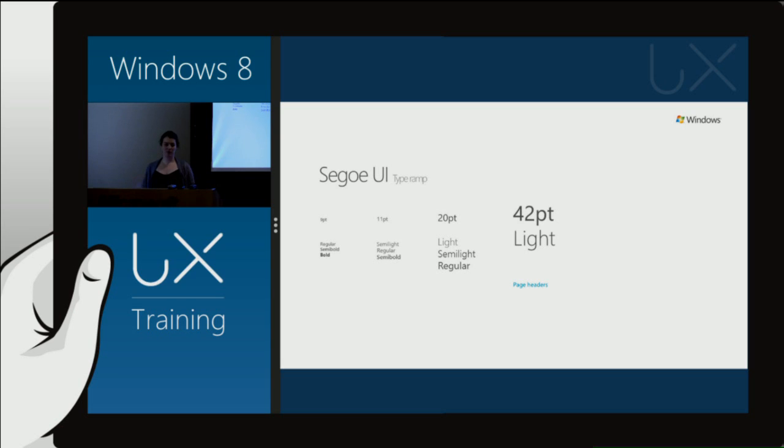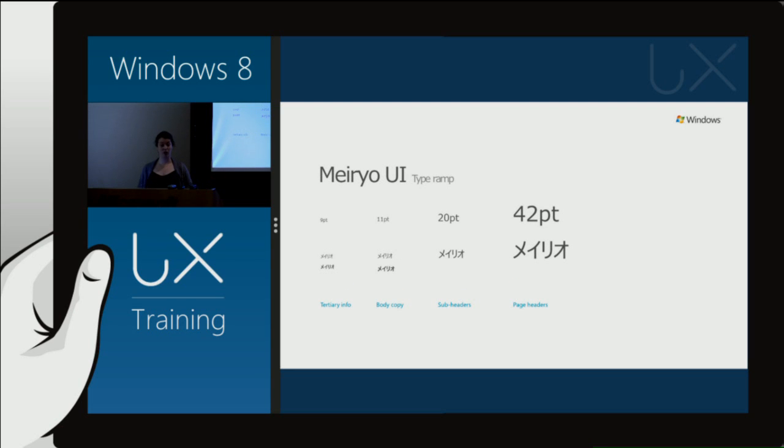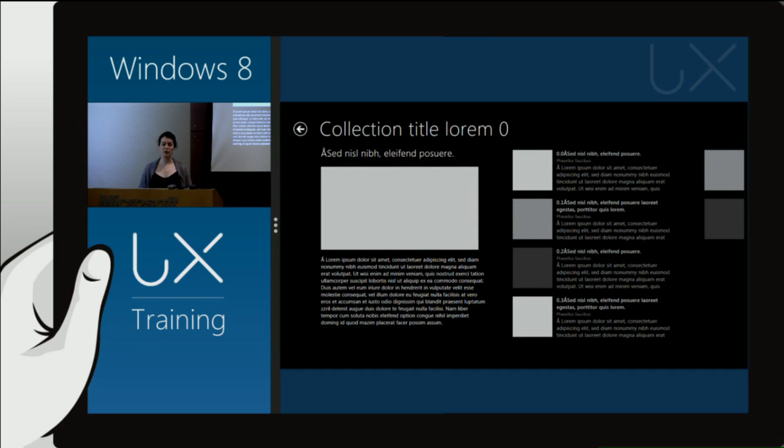And so we recommend using something like a 42 point in a page header. Because the page header is the anchor for the application layout, it really helps serve as a grounding element. And then 20 point can be used for subheaders, 11 point for body copy, and 9 point for more tertiary content. There are some other fonts that we recommend for different languages. For example, we recommend using Meiryo UI for Japanese fonts. And there are some other recommendations that you can look up on design.windows.com for other languages.